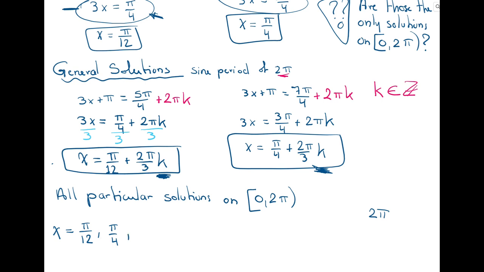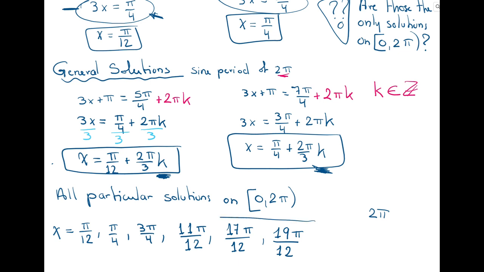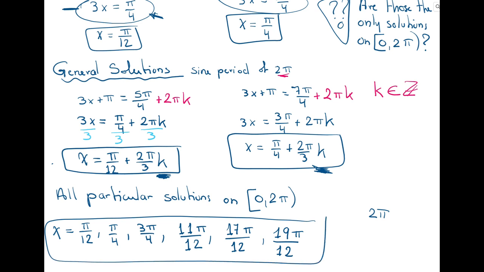I already did them, so I'm going to just list them, but you guys need to make sure you're finding your way through to solve those. And again, this is just a matter of plugging in integers for k here. And you keep going, keep plugging in integers for k until you reach something equal to or bigger than 2 pi. That's when you know that was too much, you need to stop. And those are your particular solutions between 0 and 2 pi.